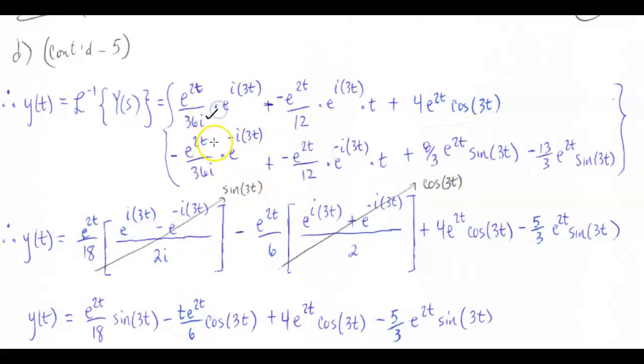So of course, this term together, we combine those, factor out 1/18 to get it into the form to make it be sine of 3t. Of course, here, these two terms, we factor out 1/6. What's left here ends up being cosine of 3t. And of course, everything else just looks the way it's supposed to look. And these two terms here are like terms. So that's what ends up making this be negative 5/3 e raised to the 2t sine of 3t.